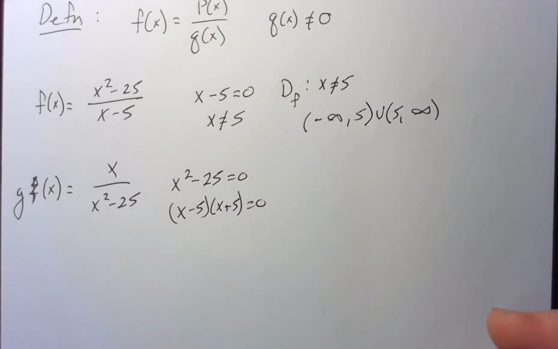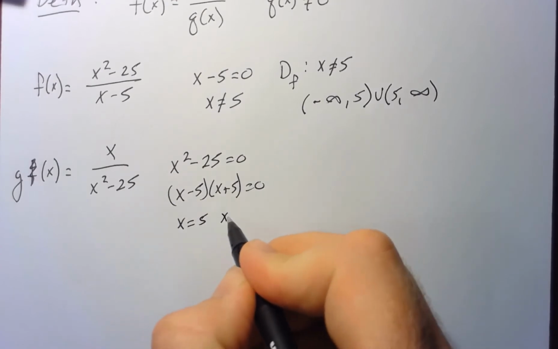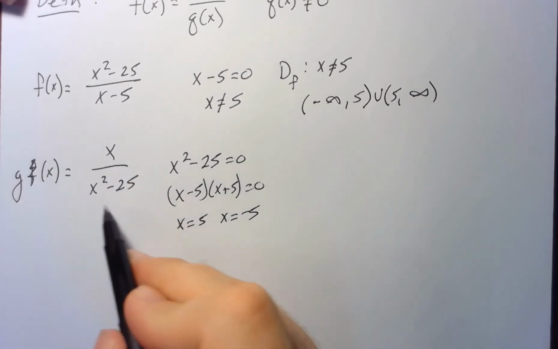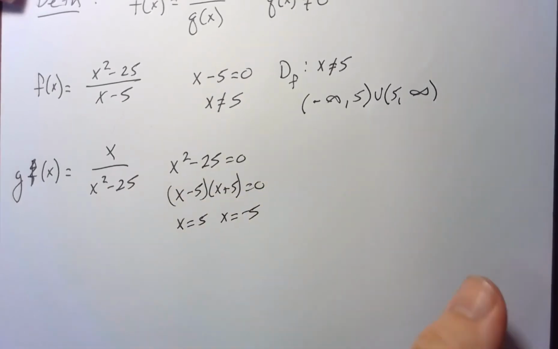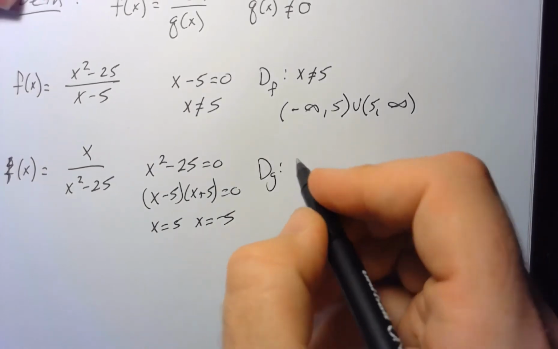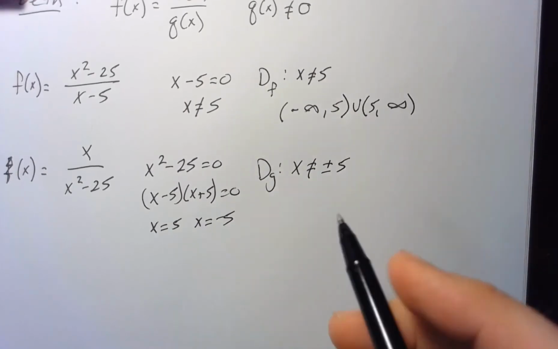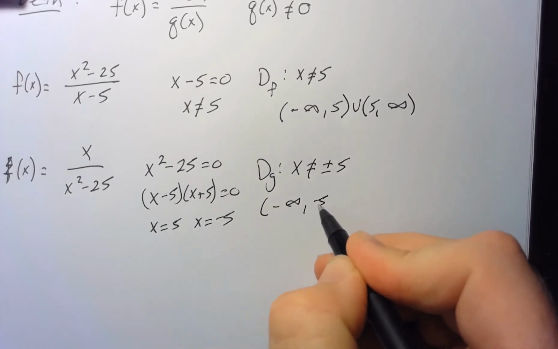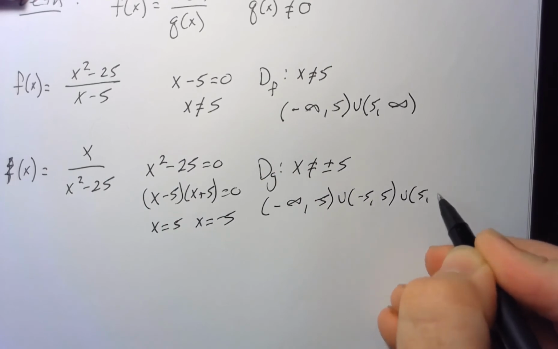Again, those two factors are equal to 0, and then I will set each factor equal to 0, so x equals 5 or x equals negative 5. Remember that we're setting the denominator equal to 0, we're solving this equation, and x cannot be those numbers. Otherwise, we have a domain issue in the denominator. So the domain of g in this particular case is x cannot be equal to plus or minus 5. If we were to set this up in interval notation, we'd go from negative infinity to negative 5, union with negative 5 to 5, and then union with 5 to infinity.